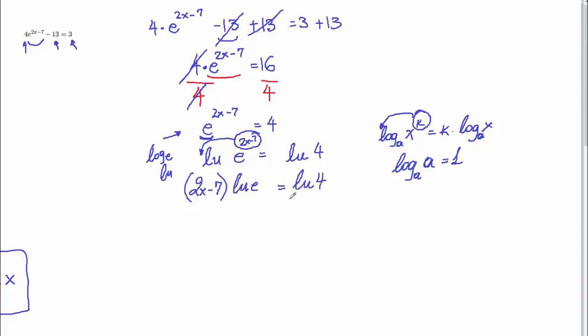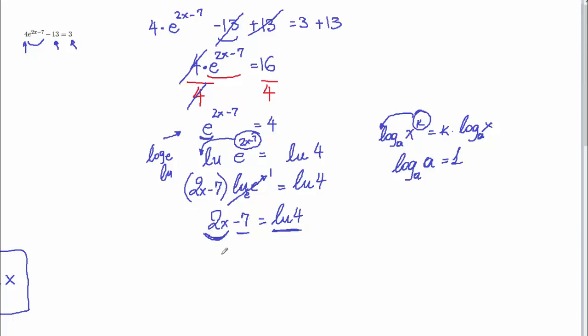I do not touch the right side. And now, since in ln of e the base is e and the argument is e, this is equal to 1. It leaves me with 2x minus 7 equals ln of 4. This is a number, some specific number. There are no x's here. So I have two constants here. The only variable term is this.